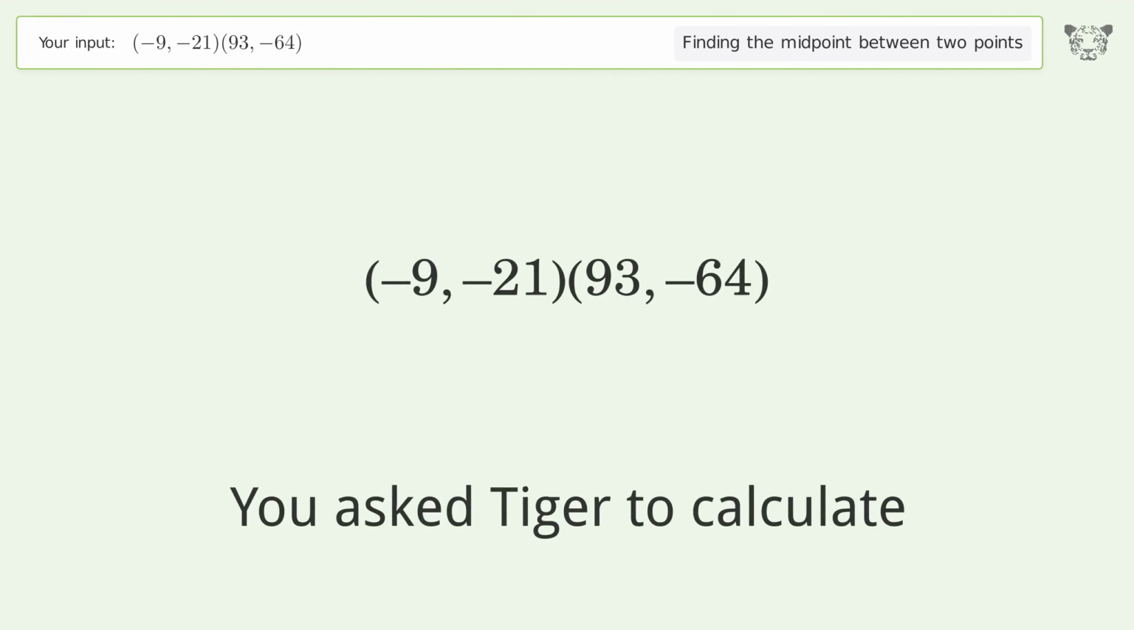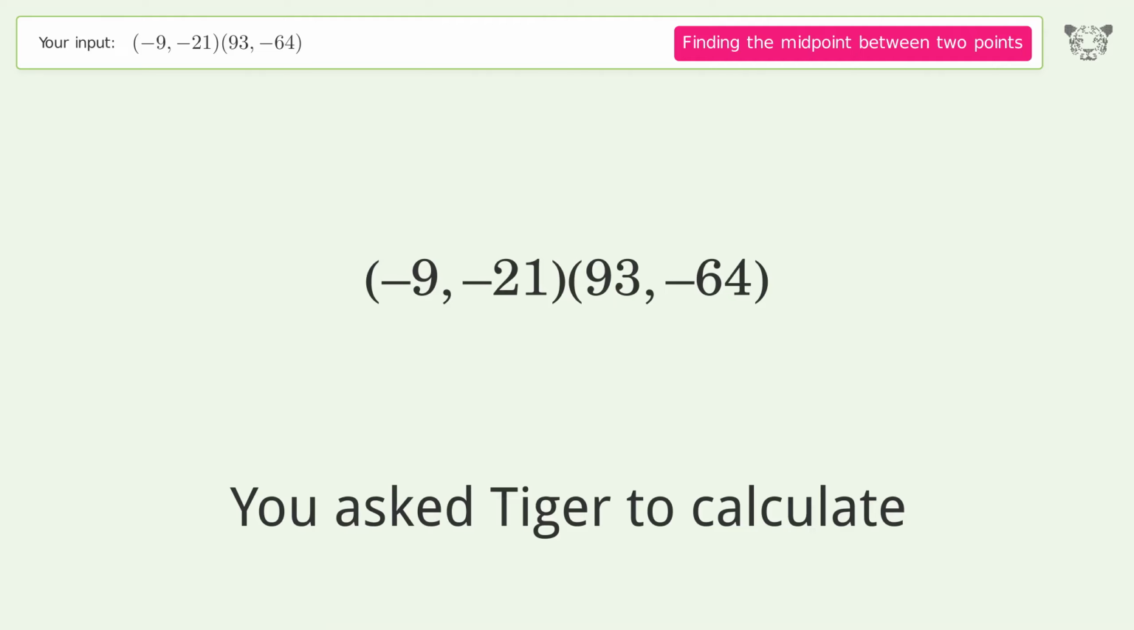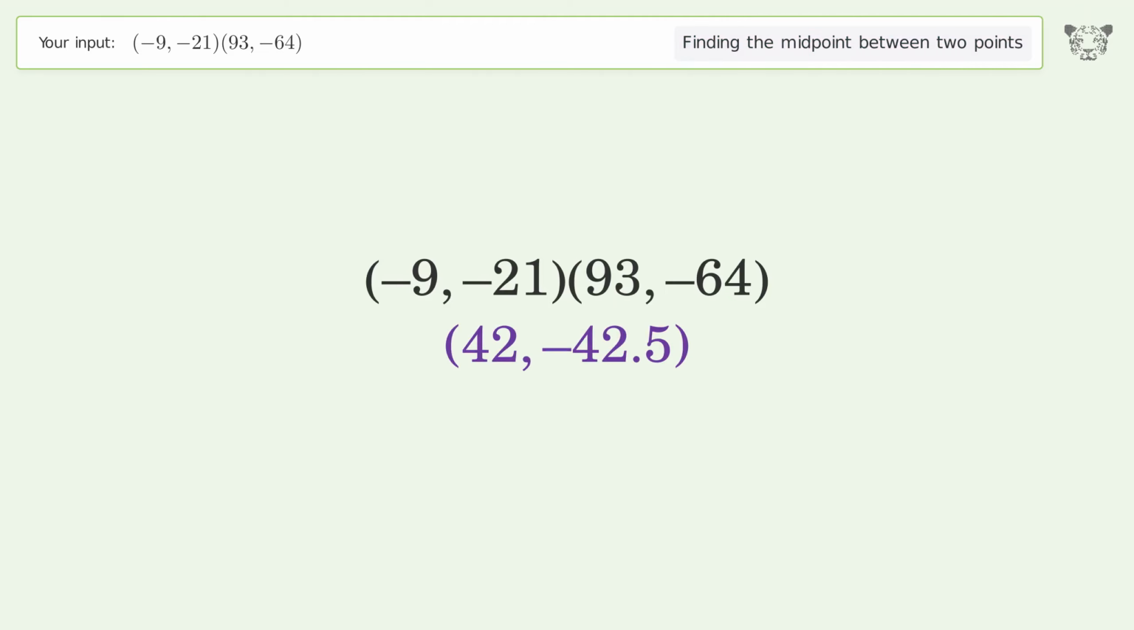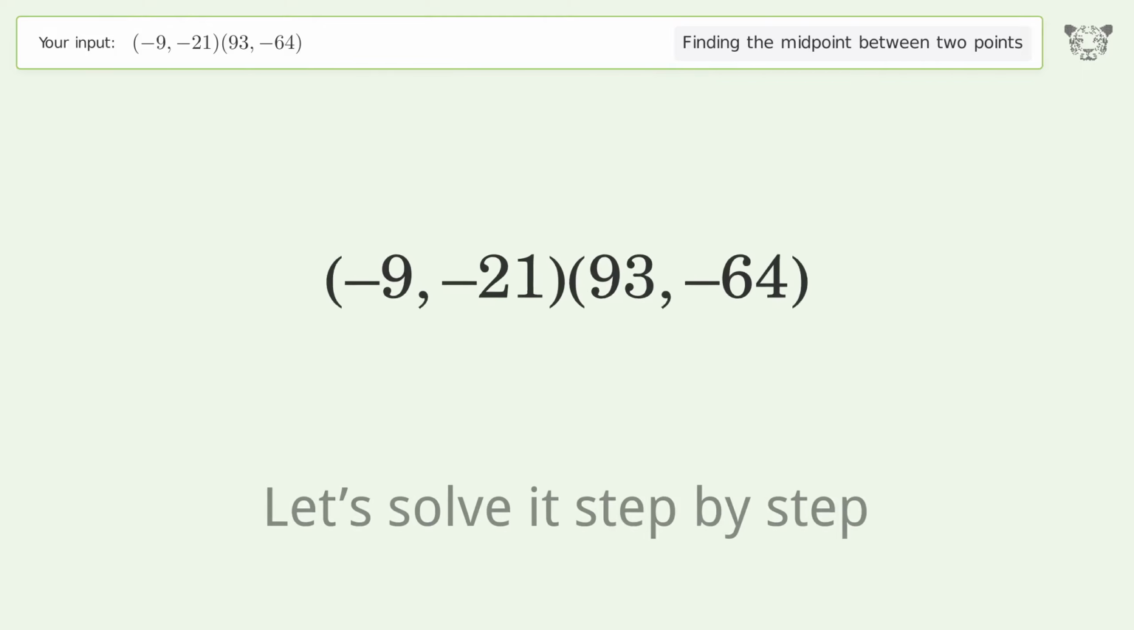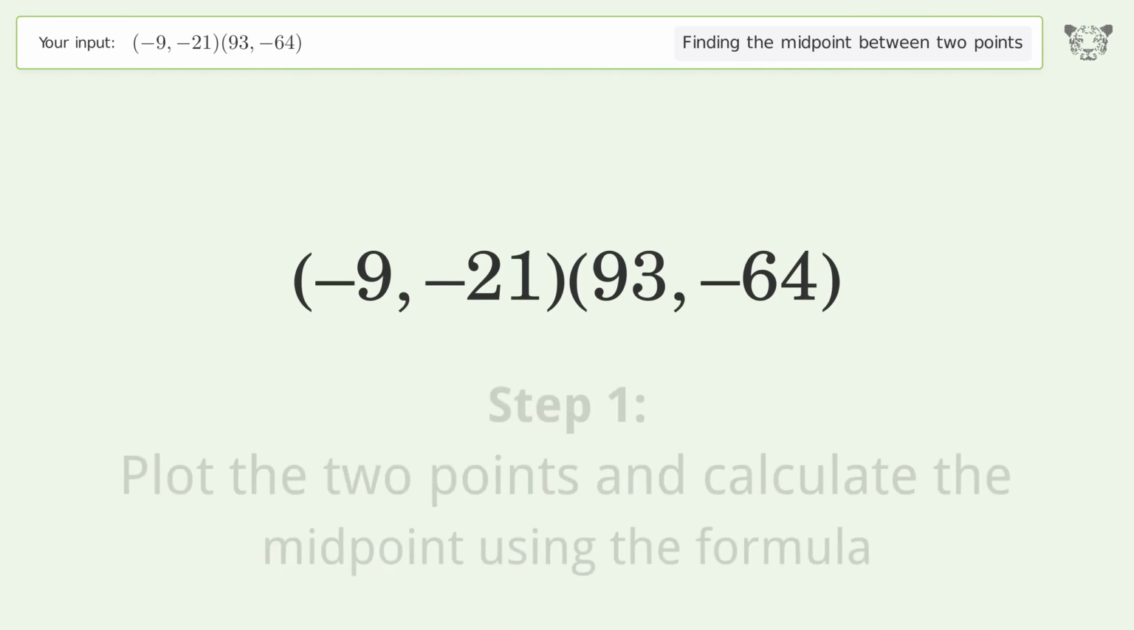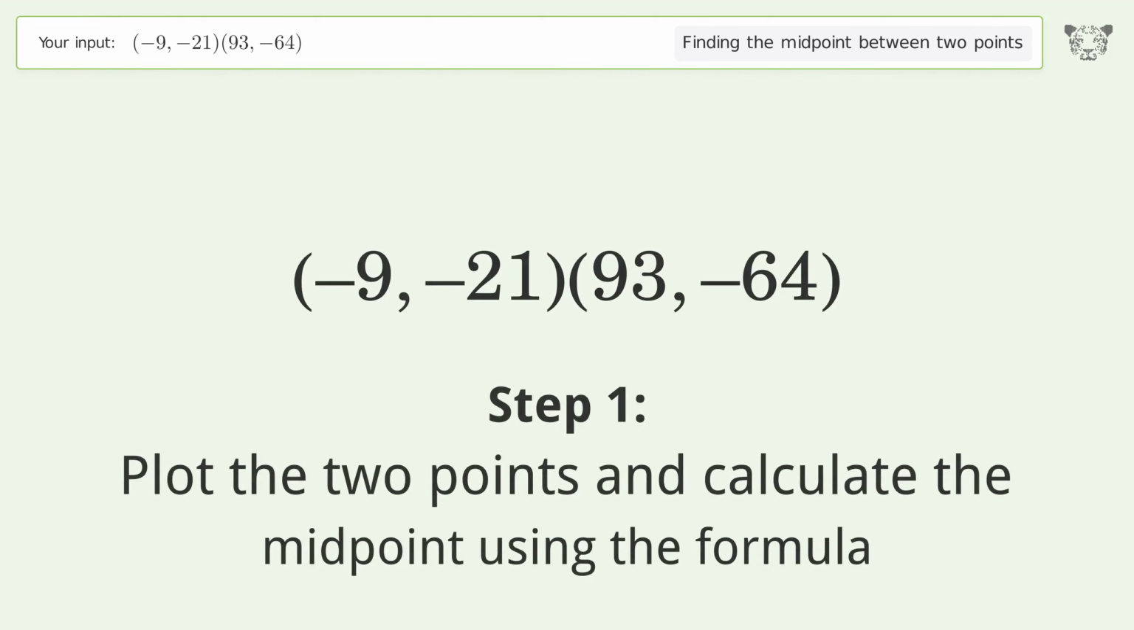You ask Tiger to calculate. This deals with finding the midpoint between 2 points. The midpoint between the 2 points is 42, negative 42.5. Let's solve it step by step. Plot the 2 points and calculate the midpoint using the formula.